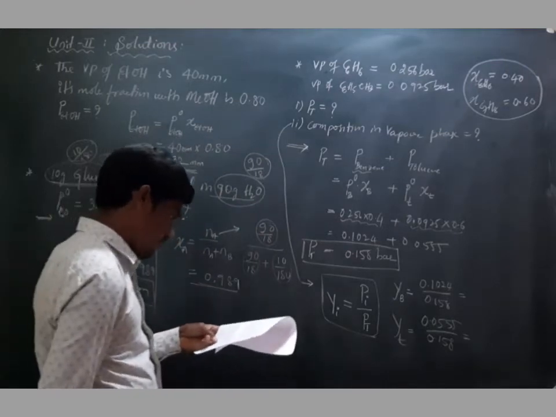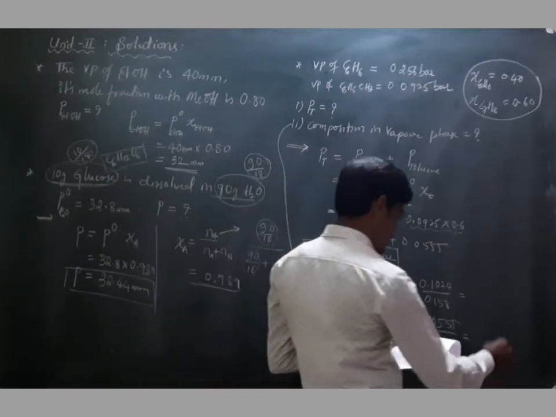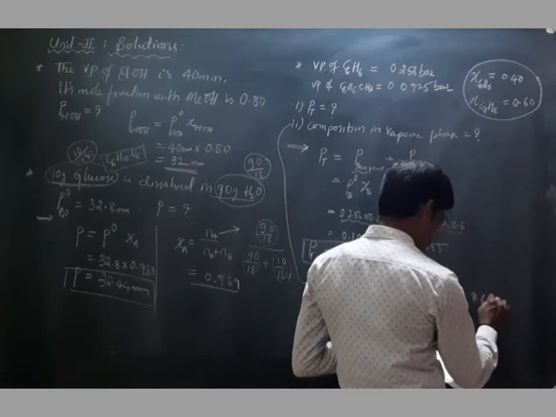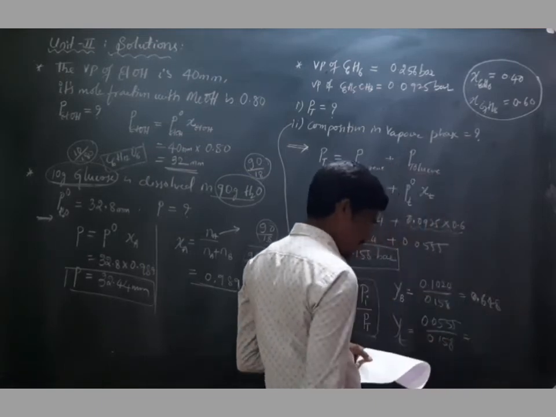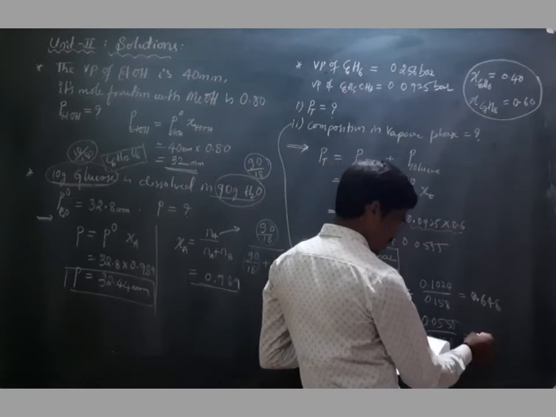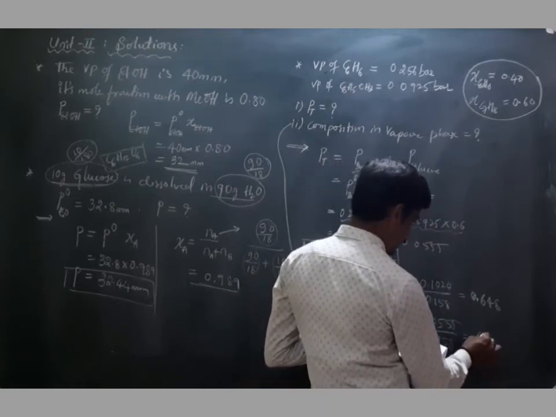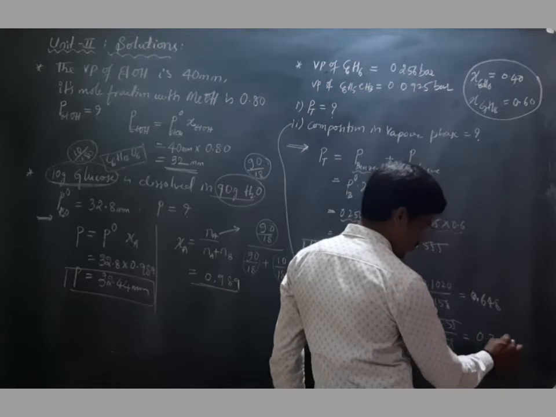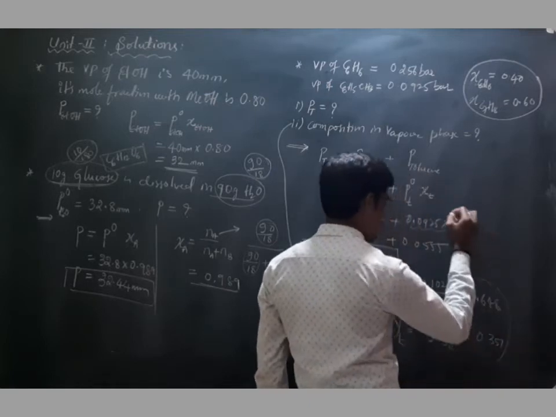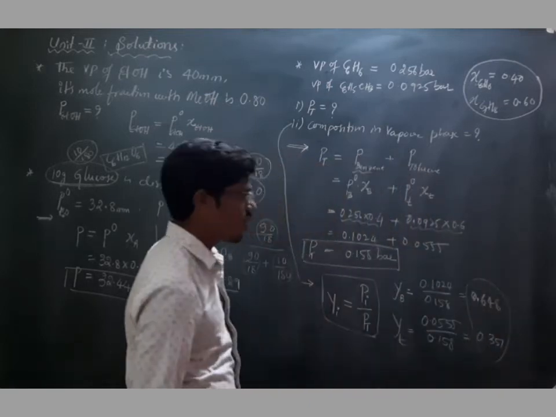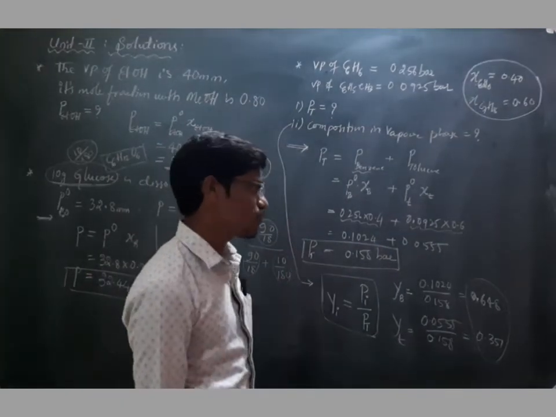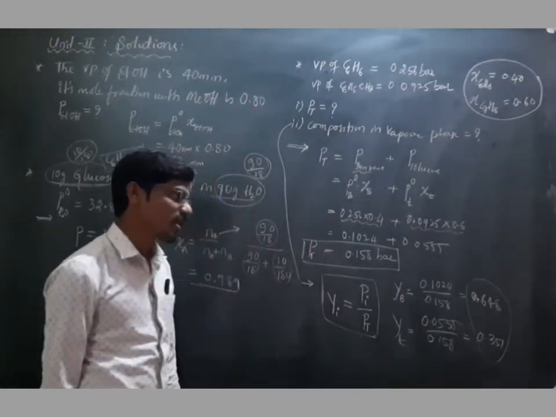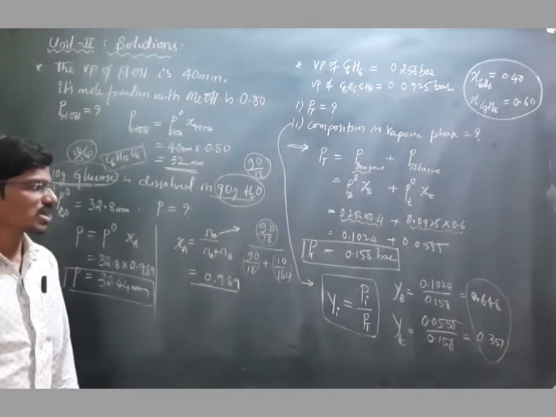So verify this answer. It is 0.648. In the book this is the answer, once you verify the calculations. And the second one is 0.351. The sum of the mole fractions of all the components is equal to 1. You can verify: 0.648 plus 0.351 is nearly equal to 1.